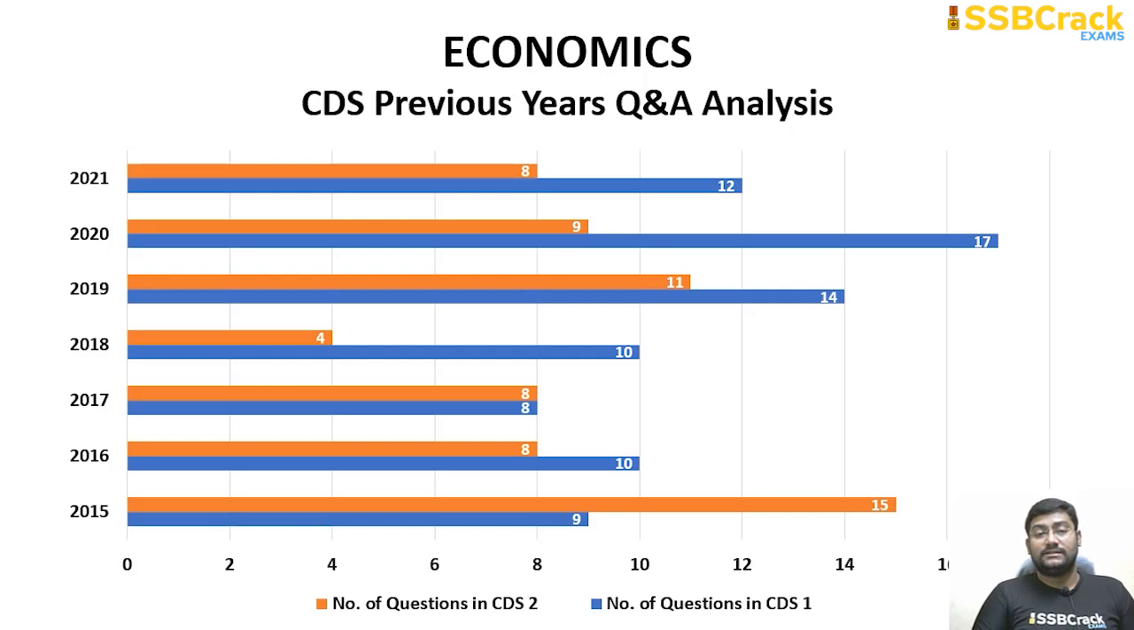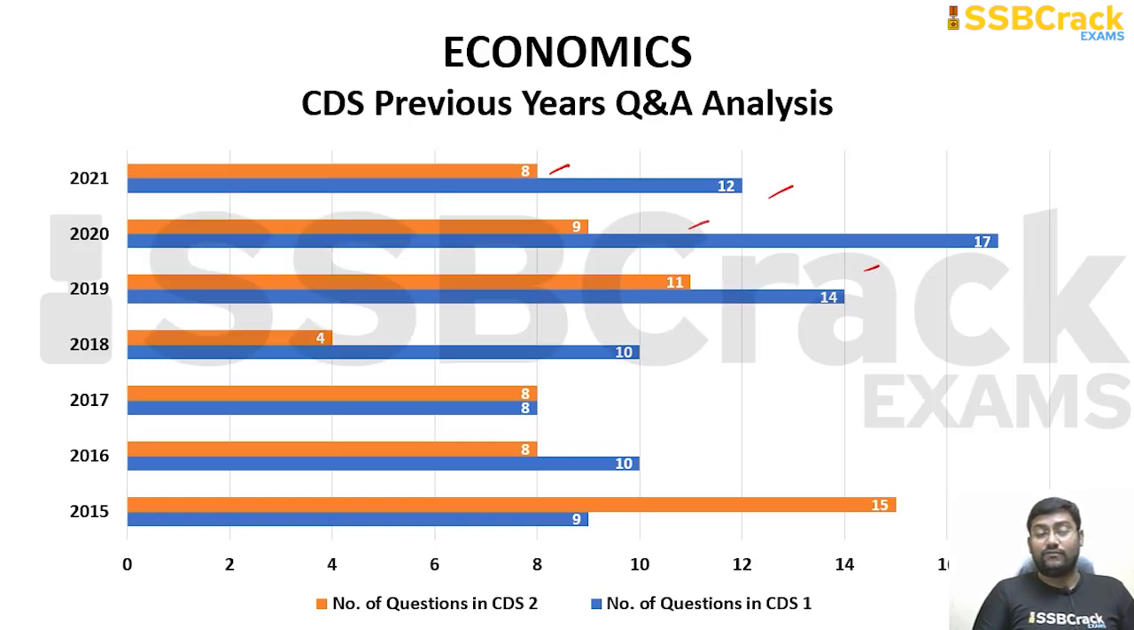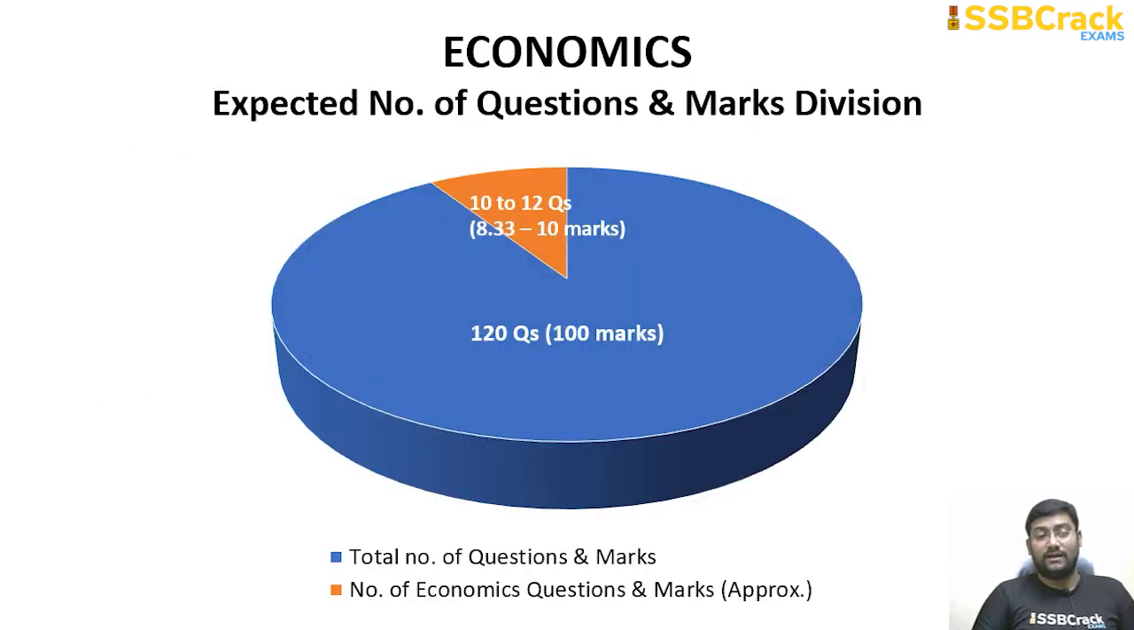And then comes economics, again one of the most important parts. You can see here that in the previous years also, consistently 8, 10, 12 questions have been asked. Mostly in CDS 1 attempt, a lot of questions have been asked. So going through the same trend, he can ask you somewhere around 10 to 12 questions here, which can easily fetch you somewhere around 8 to 10 marks.